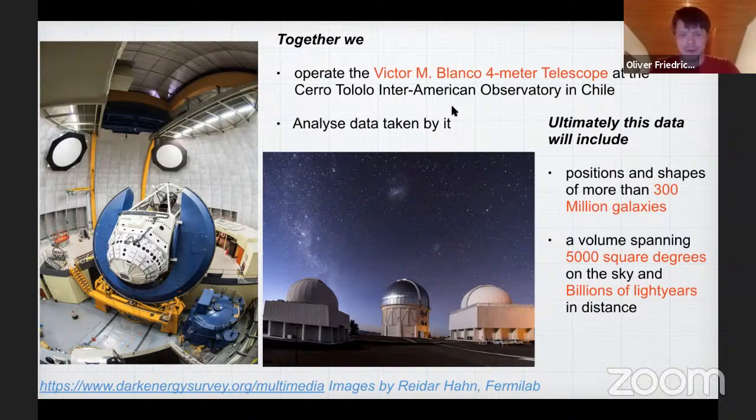sky. And overall, the Dark Energy Survey is going to span 5,000 square degrees on the sky, so an eighth of the entire sky. And yeah, reaching to distances of really billions of light years away from us. And as you know, since light travels at a finite speed, looking billions of light years away means also that we look billions of years back into the past of the universe, right? And this is exactly where we can see the evolution of the density field, which I mentioned before.